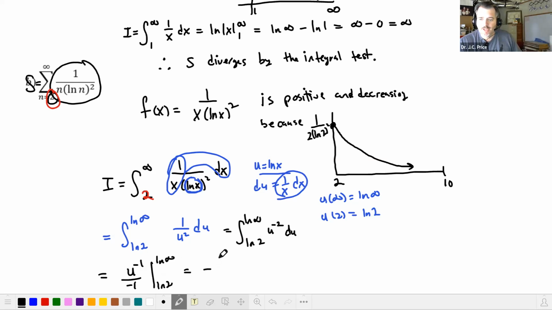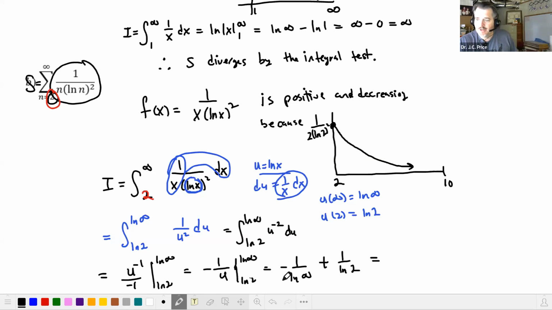And so that's equal to negative 1 over u from ln of 2 to infinity, which equals, and now I'll plug in my infinity. So let me fix that. So that should be ln of infinity. So right here, evaluated from, and I have ln of infinity. So negative 1 over ln of infinity. And then minus, and then a negative makes this a plus, and then 1 over ln of 2.